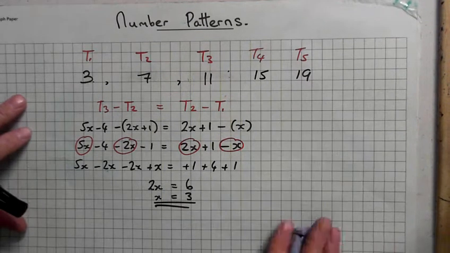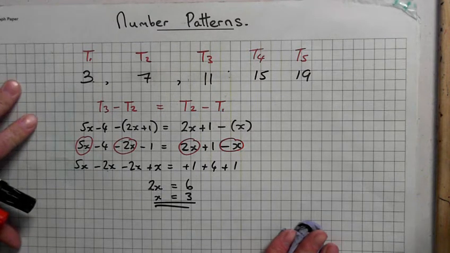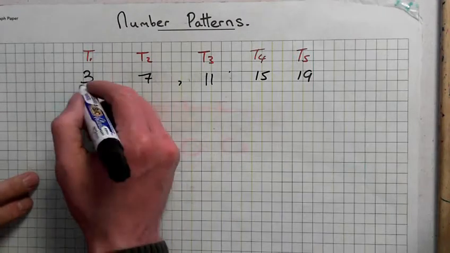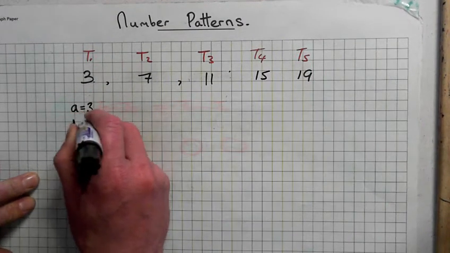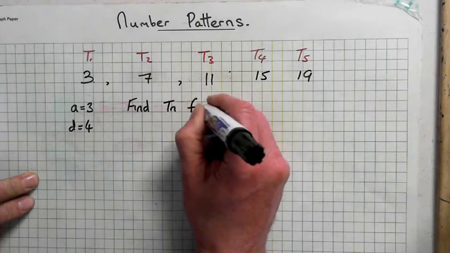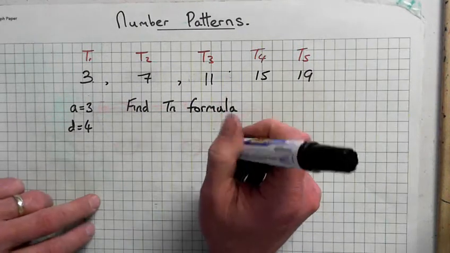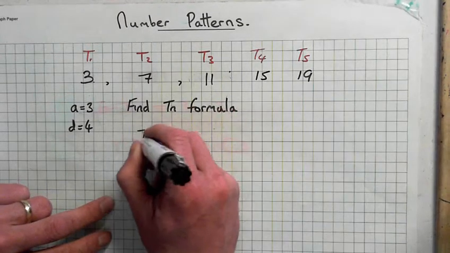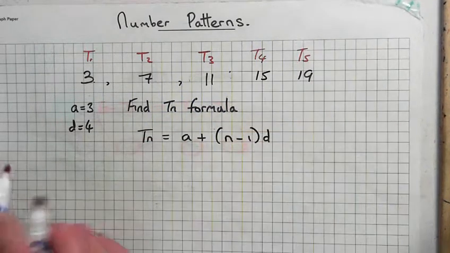What's the first number in the sequence? 3. And what's D? 4. So the first number T1 is equal to 3, A is equal to 3, and D is equal to 4. Find the Tn formula. So find the formula for this sequence. So first of all, write down the general formula. What's the general formula? A plus n minus 1 d. That's the general formula.